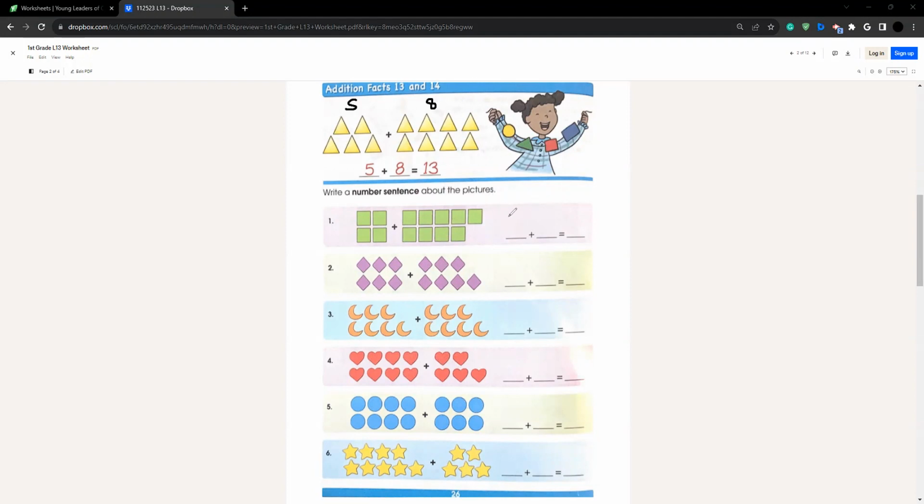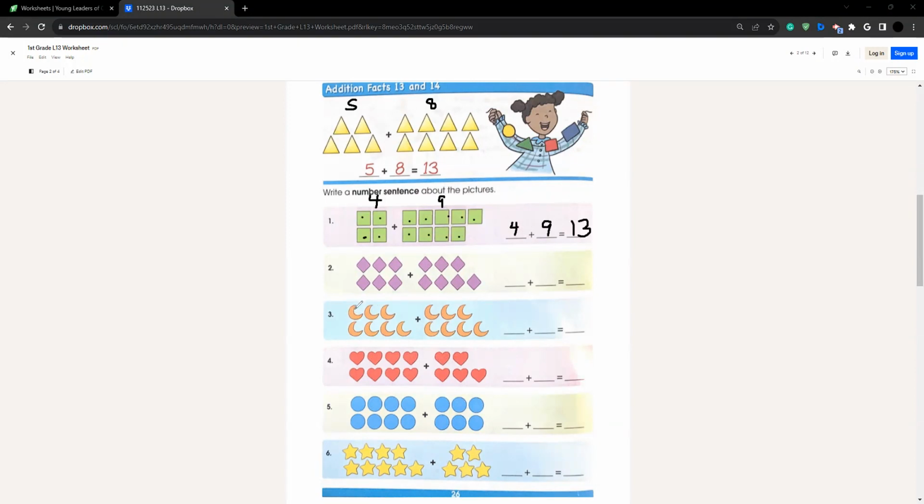So let's go through the odd numbers. Number 1, we can count 4 on this side, and then 1, 2, 3, 4, 5, 6, 7, 8, 9 on this side. So 4 plus 9, and then 9, 10, 11, 12, 13. 4 plus 9 is 13.